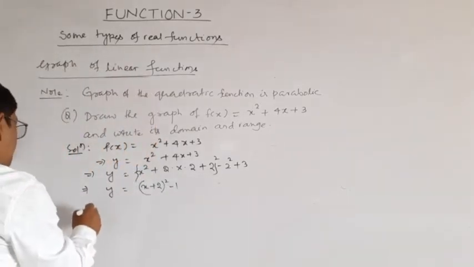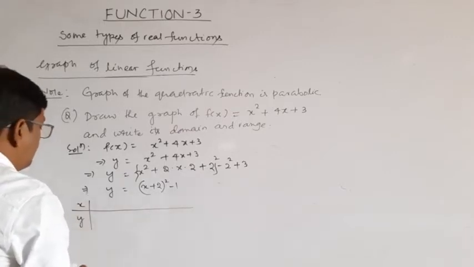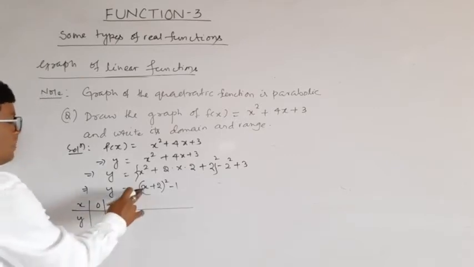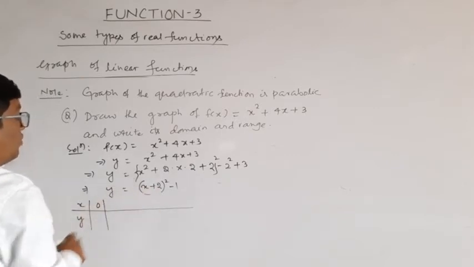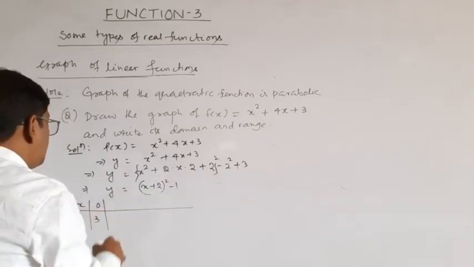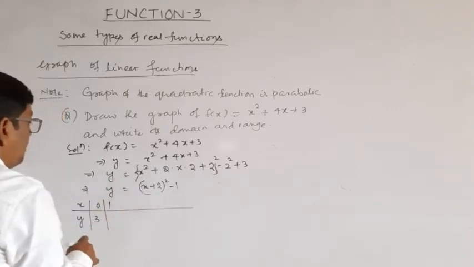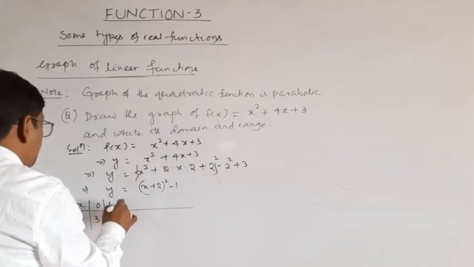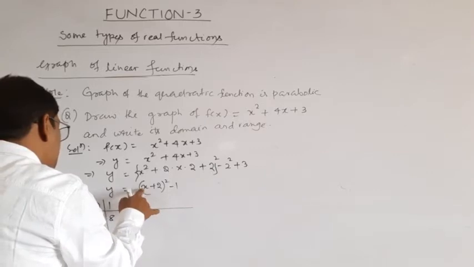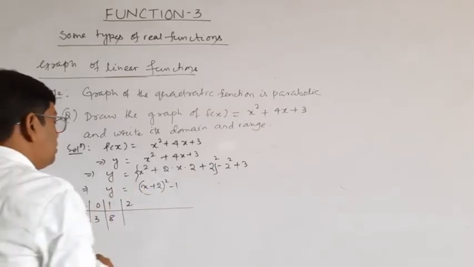That is x and this is y. If x is equal to 0, then y is equal to what? Y is equal to 2 square, that is 4 minus 1, 3. If x is equal to 1, this is 3 square, 9 minus 1, 8. If x is equal to 2, that is 2 plus 2, 4 square, 16 minus 1, this is 15.